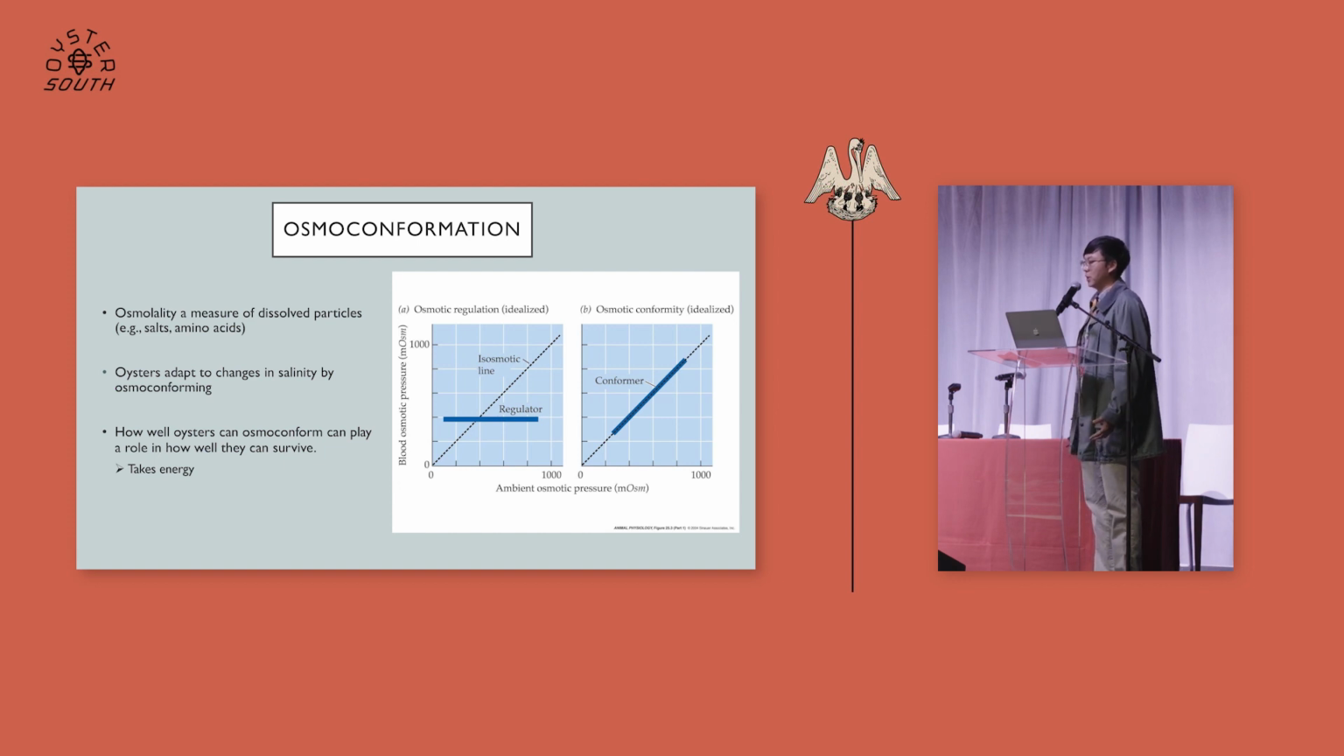So oysters can adapt to different changes in these salinities by osmoconforming. So organisms have 2 different techniques of coping with changing salinities. The first is this strategy called osmotic regulation, in which an organism maintains a constant blood osmotic pressure despite any changes in the environment. The second strategy, which is what oysters do, is osmotic conformation, in which they change the osmotic pressure within their bodies to match the outside salinity. So therefore, how well oysters can osmoconform can ultimately play a huge role in how well they can survive.